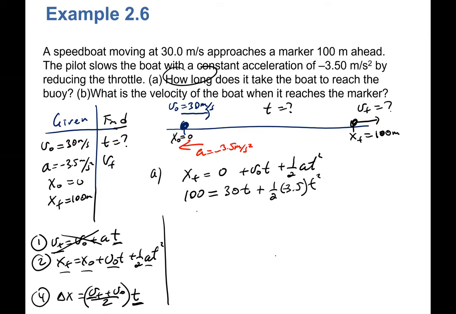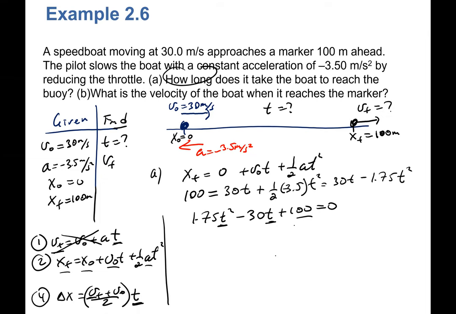So what I end up with is this. If I rearrange, 30T minus, half of 3.5 is 1.75, so minus 1.75 T squared. If I rearrange it, I get 1.75 T squared minus 30T plus 100, moving everything to the left, equals zero. The reason I'm doing this is because I have a term with T squared, another term with T, and another term which is constant. That means the only way I can solve for time is to use the quadratic equation, right? So try to understand that, sometimes you would need to use the quadratic equation.